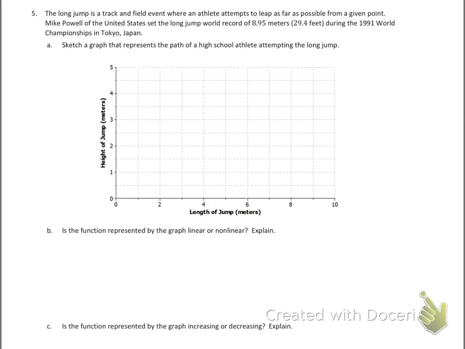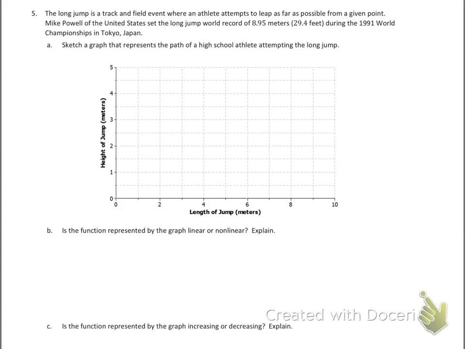All right, exercise 5 is sports. So the long jump is a track and field event where an athlete attempts to leap as far as possible from a given point. Mike Powell of the U.S. set the long jump world record of 8.95 meters during the 1991 World Championship in Tokyo, Japan. And then we're asked, sketch a graph that represents the path of a high school athlete attempting the long jump.